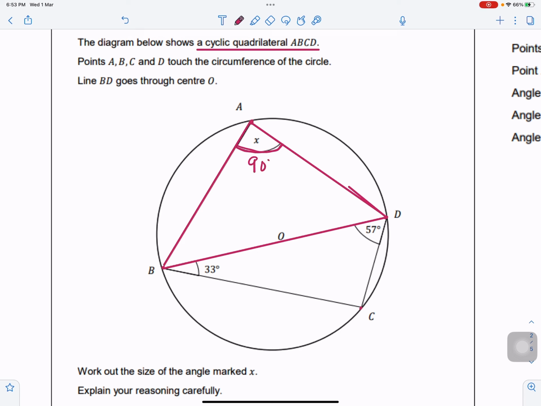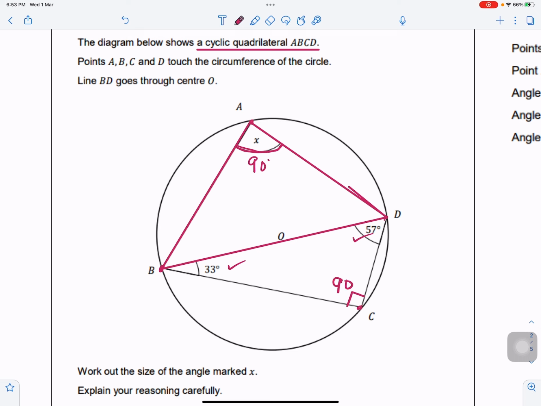Let's look at it from the other perspective also. If you look at this triangle BCD, these two angles are given to you. If you add them up and subtract from 180, what answer will you get? Okay, 180 minus 33 minus 57. Answer is coming 90 degrees.